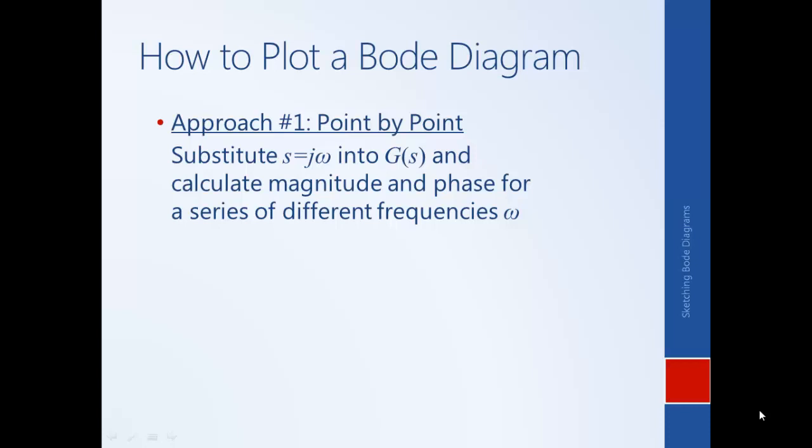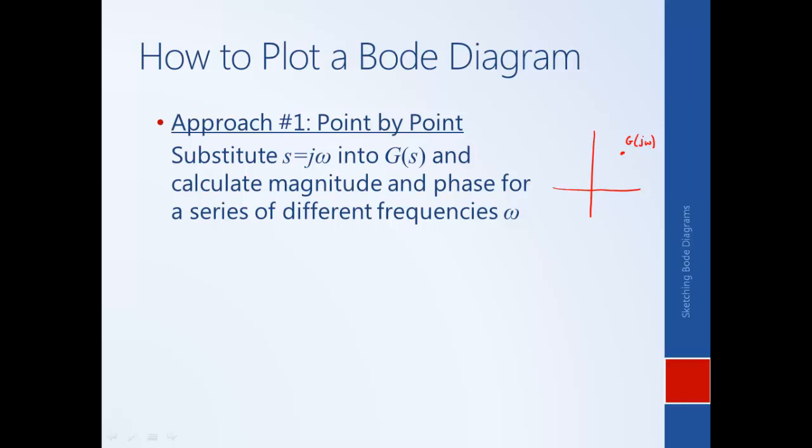In the previous module, we learned that we can construct a Bode diagram, or find the frequency response information, specifically the magnitude and phase, by substituting s equals j omega into our transfer function. When we do that, G, our transfer function evaluated at j omega, creates a complex number. And from that complex number, we can determine the phase and magnitude of the system for that given frequency.